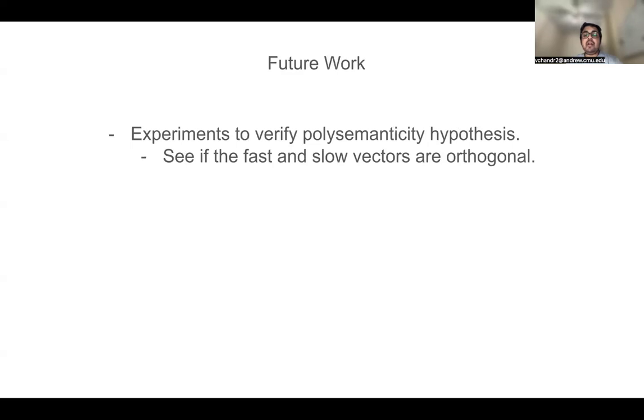Next steps would be to confirm the polysemantic hypothesis through more experiments, such as seeing if the slow and fast value vectors are orthogonal. Thank you.